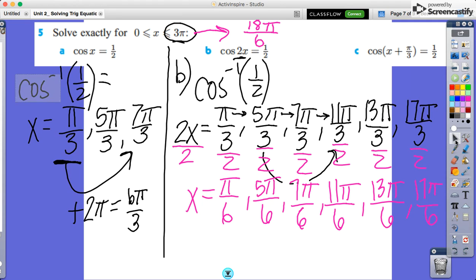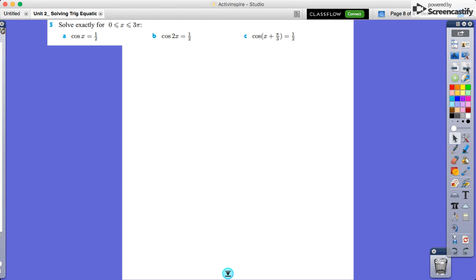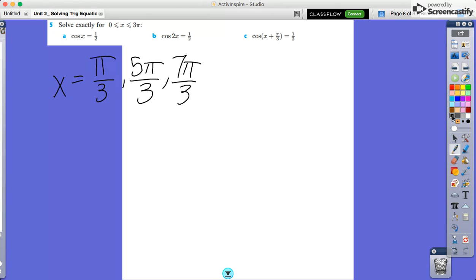I don't want to copy everything. It won't let me just copy a little. So my original list of x values, I'm just going to rewrite them because they haven't changed, was pi over 3, 5 pi over 3, and 7 pi over 3, right? So now the only difference in letter C is what?